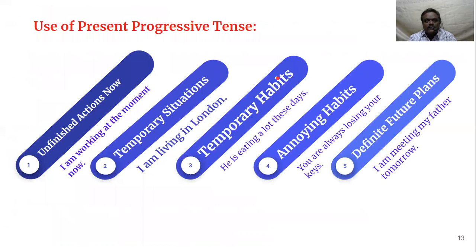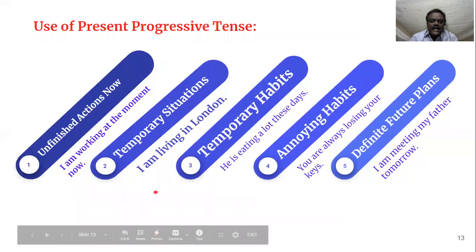Now let's go to present progressive tense. Here also I have demarcated 5 major rules for using present progressive tense. The first one is unfinished actions now. That means the action is happening right now. It started some time back. It is happening now, and it's going to happen for some more time. Example: I am working at the moment. So right now I'm working, and it started some time back, and it's going to stop after a short while.